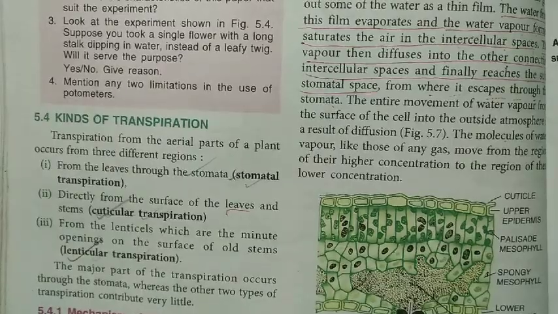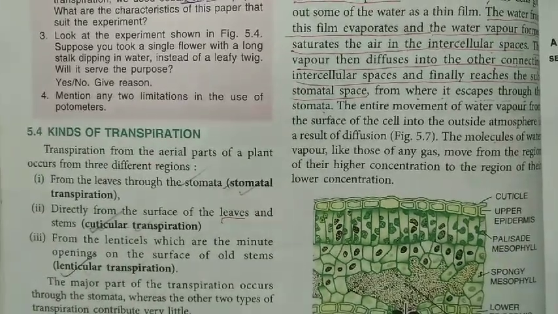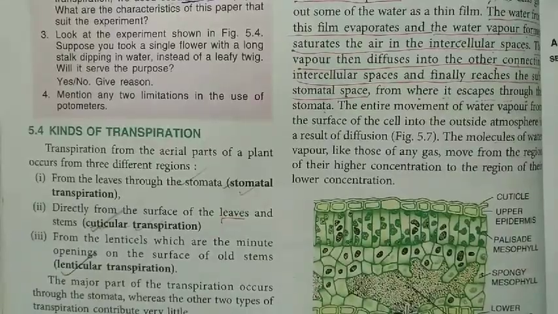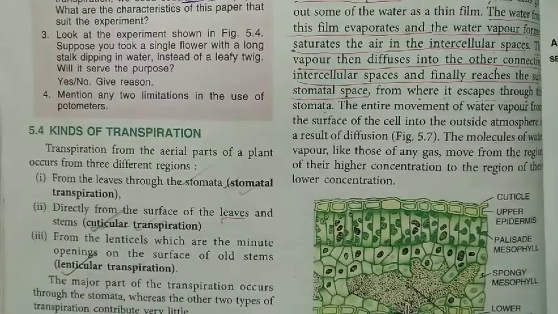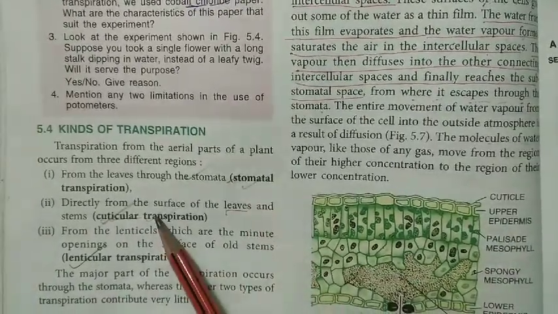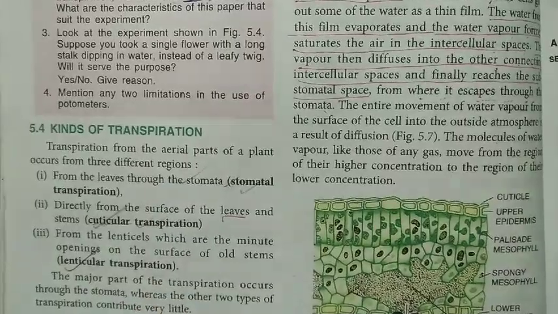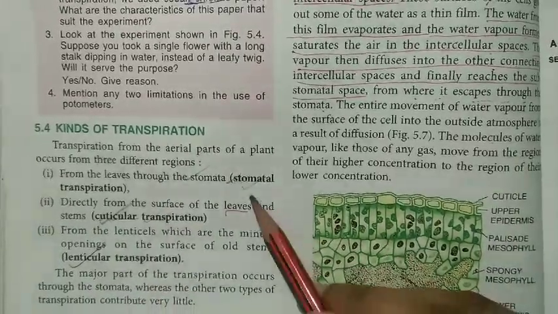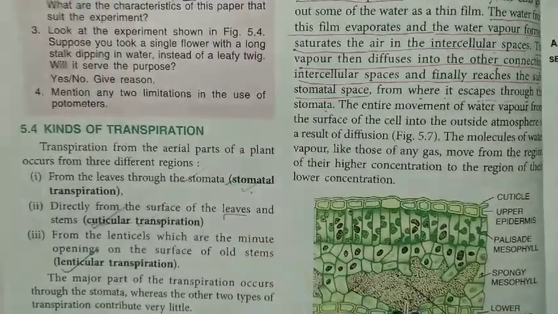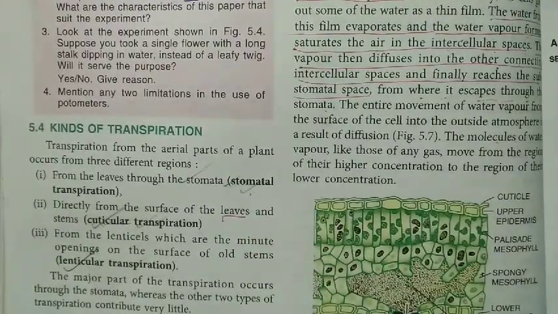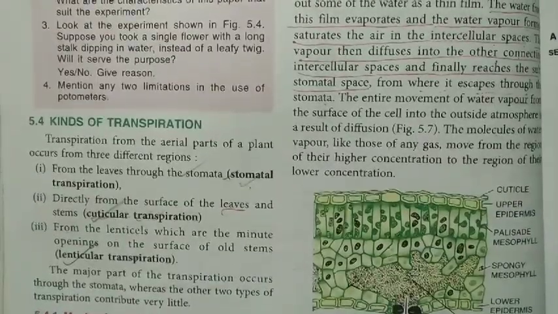Now the next topic is kinds of transpiration. Transpiration is further classified into three types, that is stomatal transpiration, cuticular transpiration and lenticular transpiration. Stomata are the minute openings present on the surface of leaves. Maximum amount of water loss from the plant takes place by the process of stomatal transpiration.